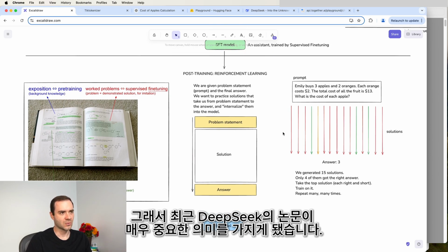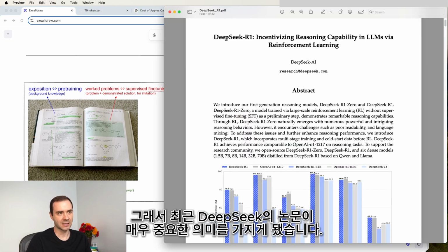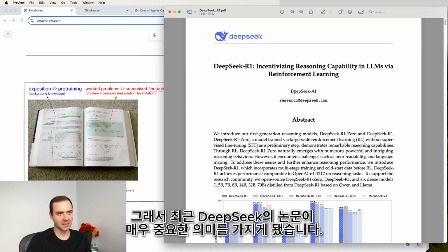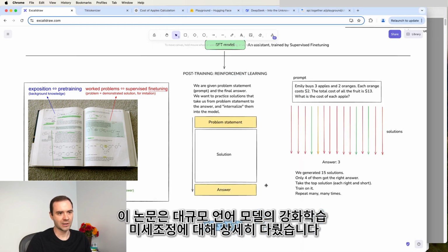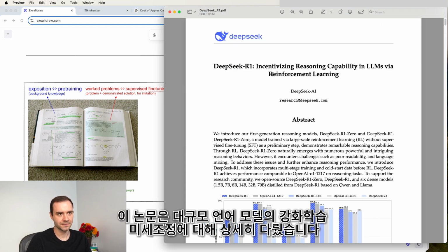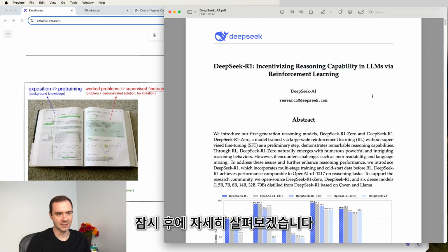And that's why the paper from DeepSeek that came out very, very recently was such a big deal. This is a paper from a company called DeepSeek AI in China. It talked very publicly about reinforcement learning fine-tuning for large language models, and how incredibly important it is, and how it brings out a lot of reasoning capabilities in the models. We'll go into this in a second.